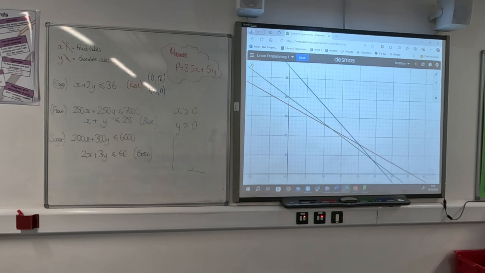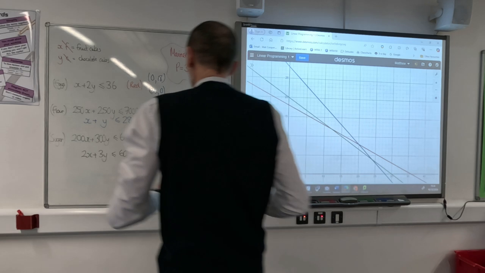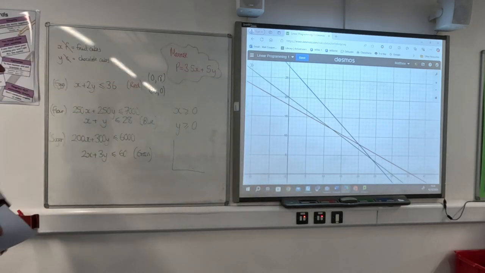And I hope you can see that we are interested in the region where x plus 2y is less than 36, so we're underneath the red line.